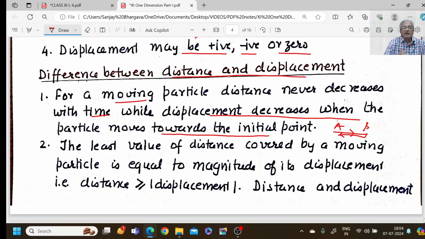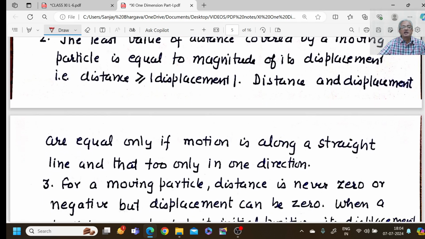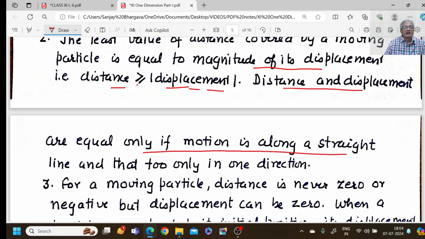The least value of distance covered by a moving particle is equal to the magnitude of its displacement. So distance traveled would always be either greater than or equal to the magnitude of displacement. Distance and displacement are equal only if the motion is along a straight line, and that too only in one direction.